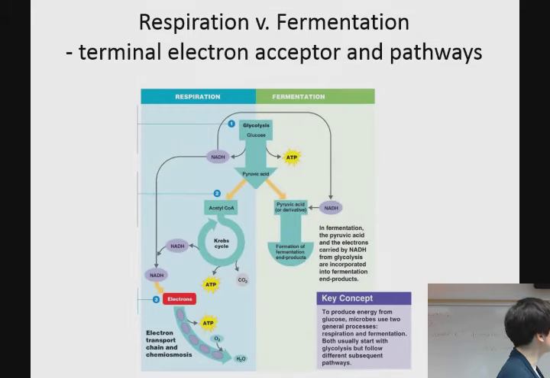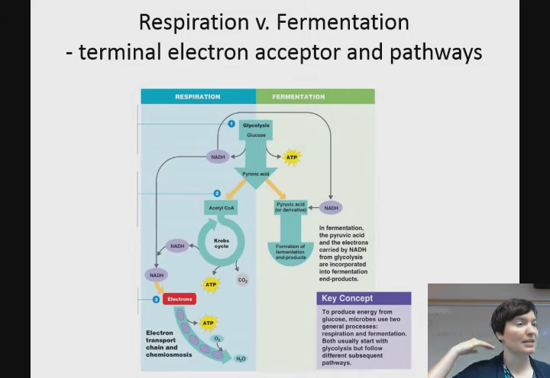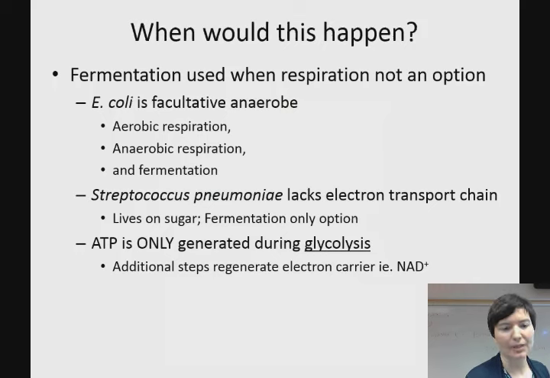Now, what's the difference with fermentation? We stop at pyruvic acid. We don't go through the Krebs cycle, and we don't go through the electron transport chain. Instead, we just do fermentation. We turn our pyruvate into something else, basically as a convenient way to drop the electrons that NADH has collected, and then allow glycolysis to continue.